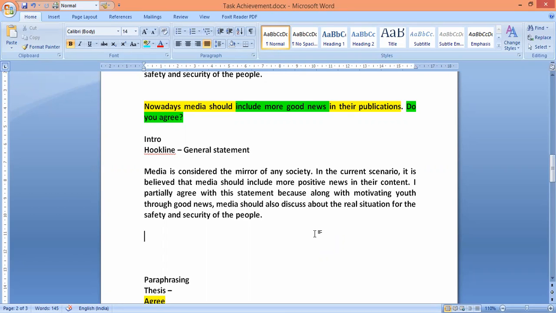At the end of your essay, you can review your essay, and that hook line is not for the marks, it's just for setting up the tone for the essay. Your paraphrasing is mandatory, thesis statement is mandatory, hook line is not mandatory. So don't waste so much time on writing a hook line. If you find it very easily, like it was in my mind, media is considered the mirror of any society, I just wrote it within 15 seconds. But if I need to think for 2 or 3 minutes just to write this sentence, I'll not write it. I'll just directly paraphrase, write the thesis statement, and go ahead with the body paragraphs.